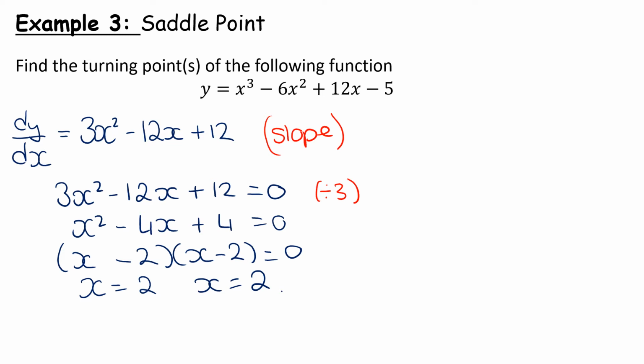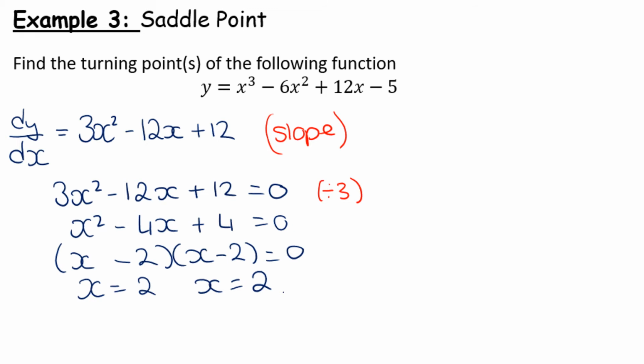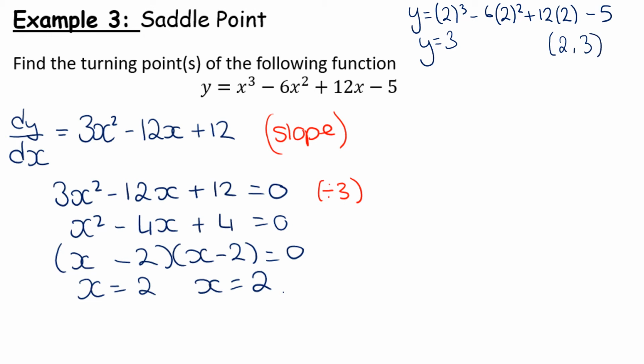Let's see what happens. Let's find the y value. So y is equal to 2 cubed minus 6 times 2 squared plus 12 times 2 minus 5. This can go into the calculator. That gives us 3. We don't need to do it twice, so that means the point is (2, 3). Now, because we don't have 2 points, this is an example of where we're going to have to use the second derivative. We have no option.